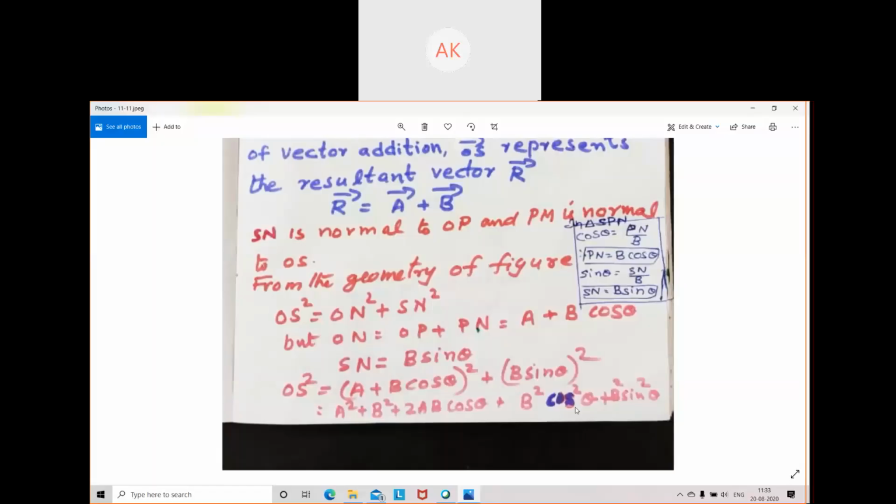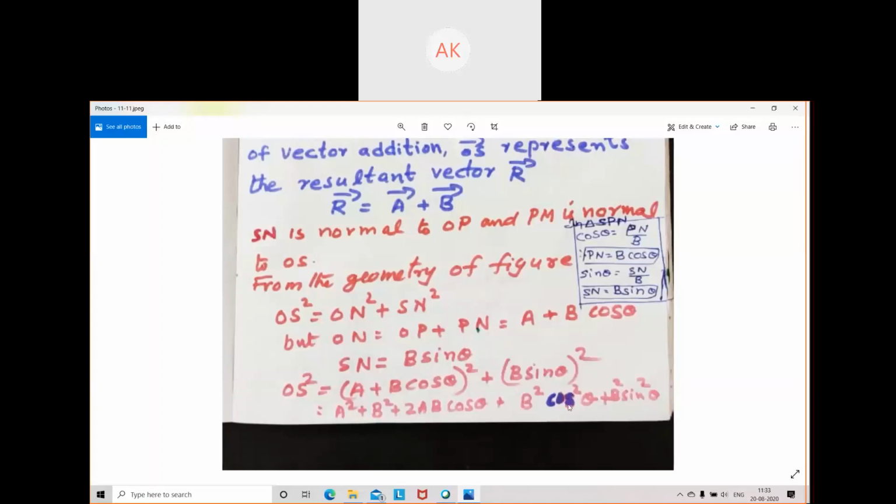Oh, this term is not there. Children, this term is not there; I will cut it and send it. When I send the copy, this term is not there, it is by mistake. So A square plus 2AB cos theta plus B square cos square theta plus B square sin square theta.